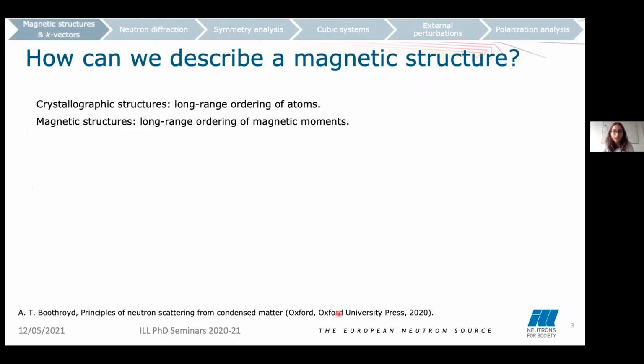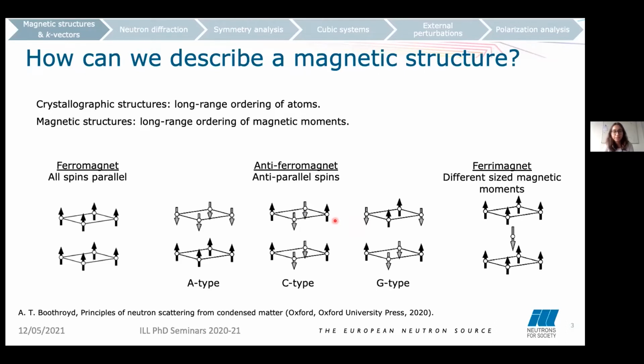So it's useful to think about magnetic structures in relation to crystallographic ones. And we all know that a crystallographic structure is a long-range ordering of atoms, and in the same way, a magnetic structure can be described as a long-range ordering of magnetic moments. And these are some very simple magnetic structures that many of you may already be familiar with.